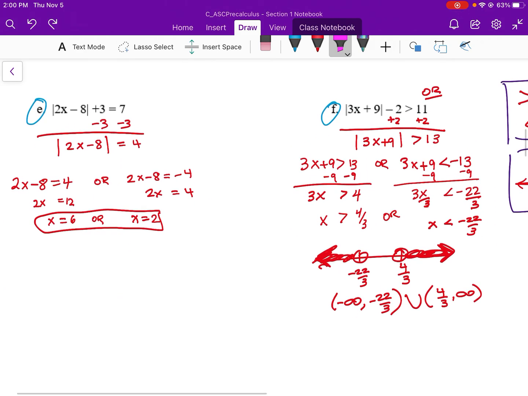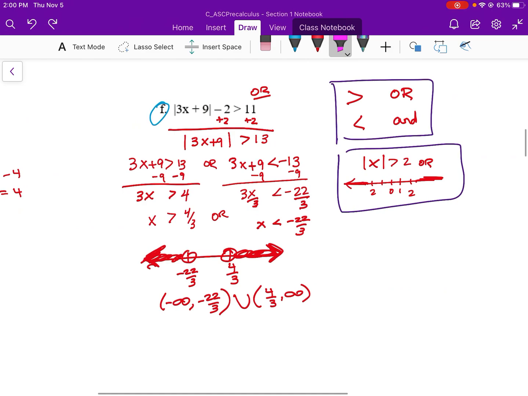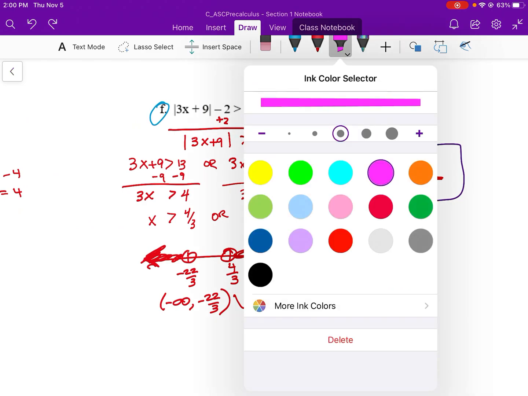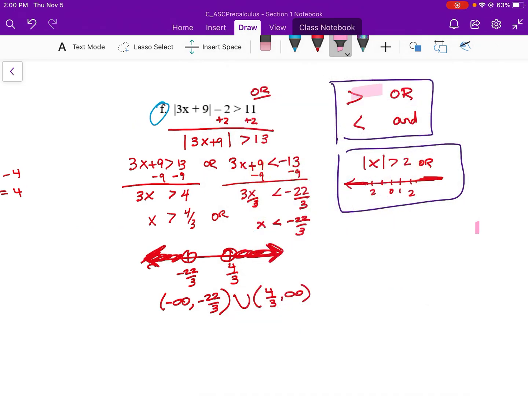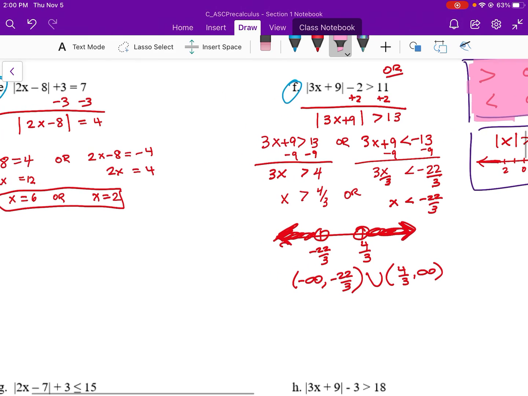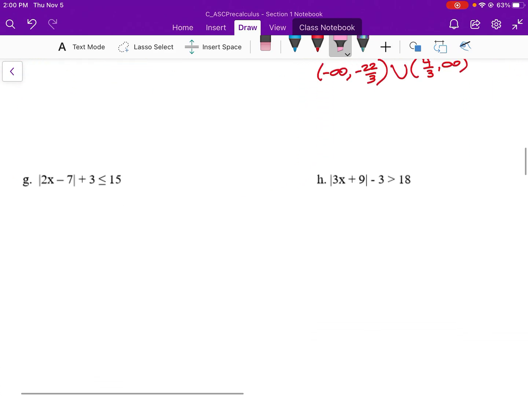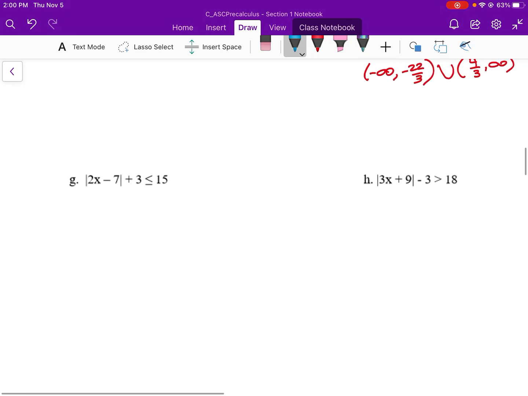Okay, so then these two we did in class. These were absolute values, and then we remembered that greater than is or and less than is and. So make sure you get that into your head. Okay, and then separate, and remember when you separate you have to switch the inequality along with the sign. So let's go ahead and do this one.